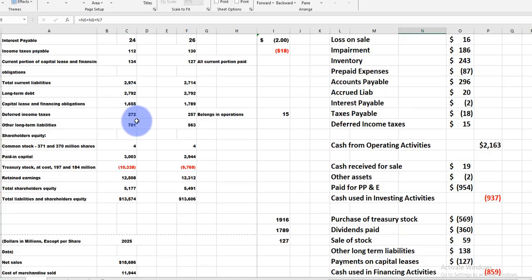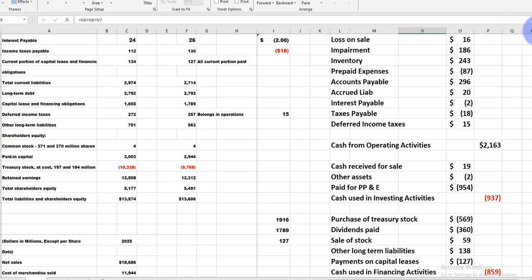Other long-term liabilities changed, and because it's other and we don't have much detail about that, we can just look at the difference, okay, of other long-term liabilities, 138. If you look at that, that's exactly what the difference is between those two. It went up, so it's a cash inflow.